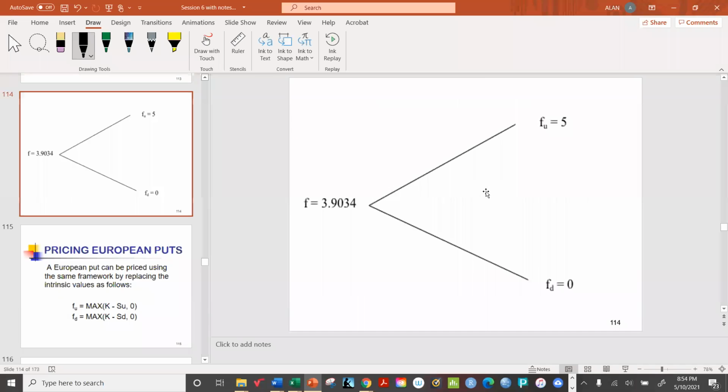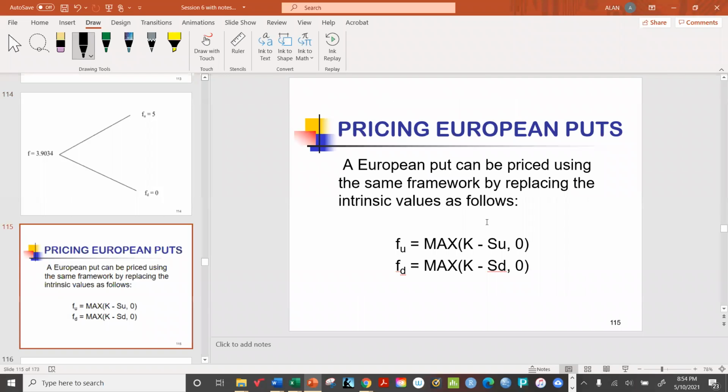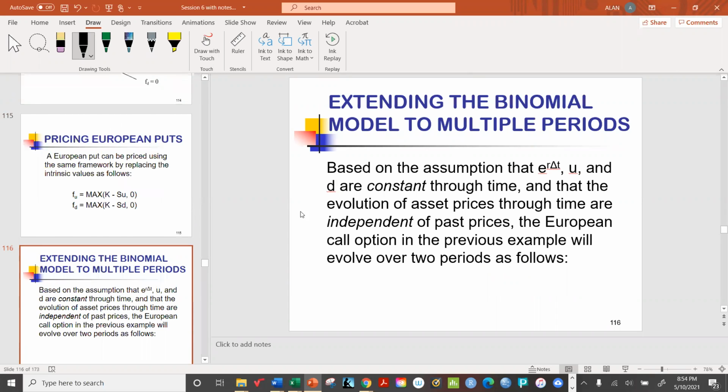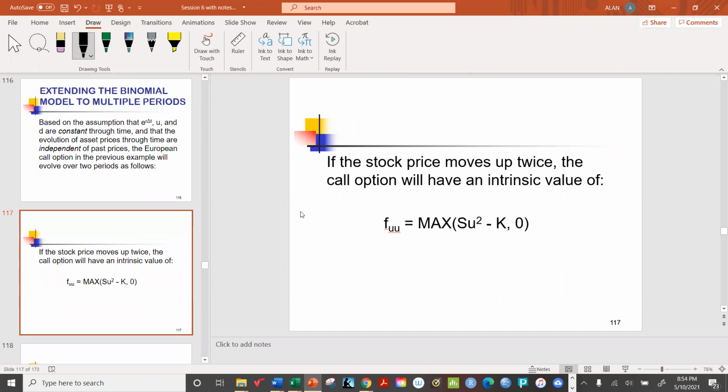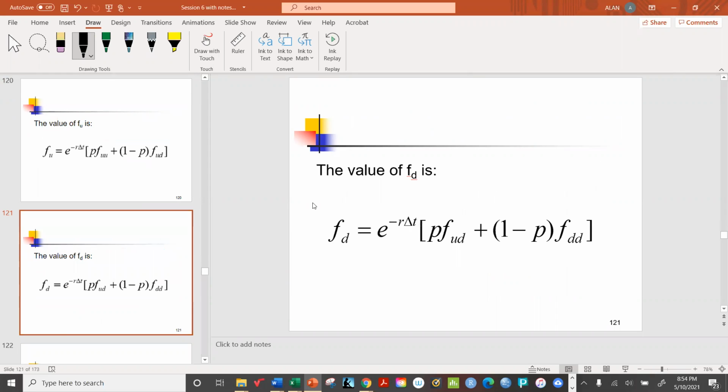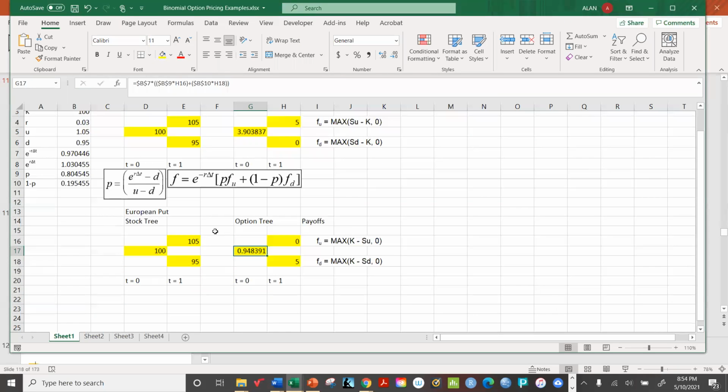With the put, the payoffs are different, of course, because it's a put. But the discounting part and using the probabilities hasn't changed. So let's see how that would look differently. Oh no, this is a different example. Let me just show you what happened over here.